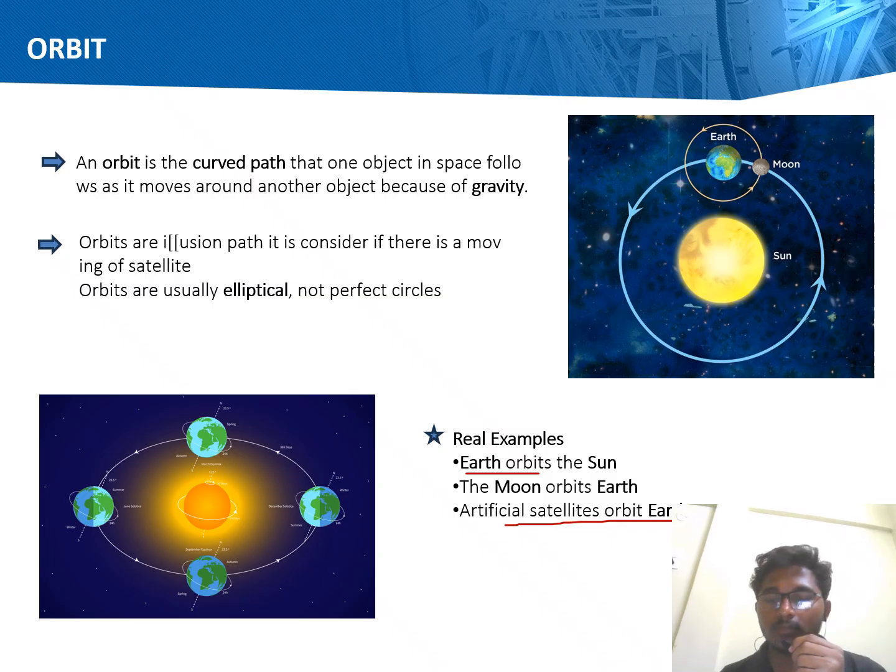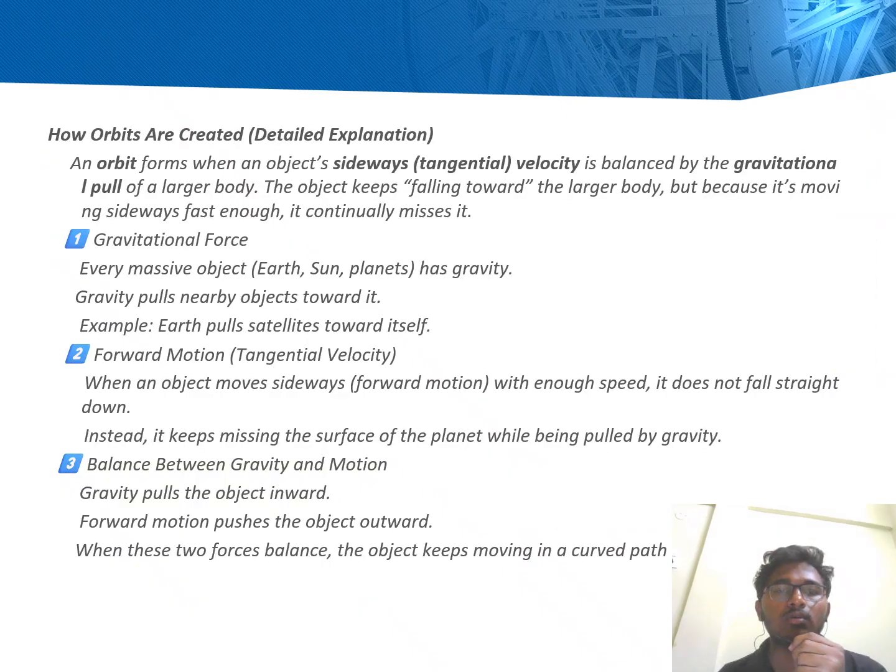Now we see how orbits are created. An orbit forms when an object's sideways tangential velocity is balanced by the gravitational pull of a larger body. The object keeps falling towards the larger body, but because it is moving sideways fast enough, it continuously misses it.